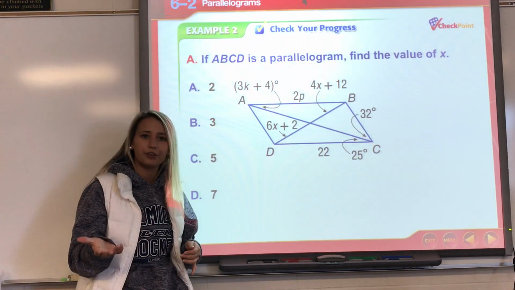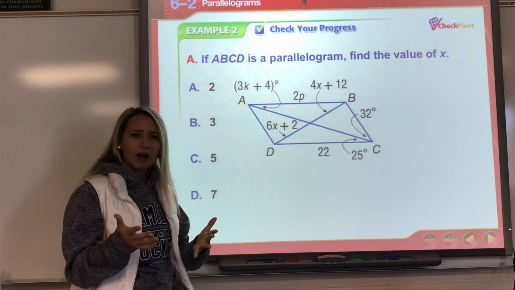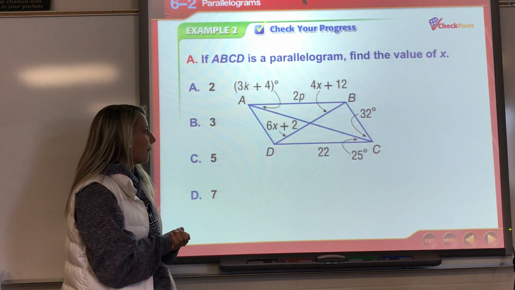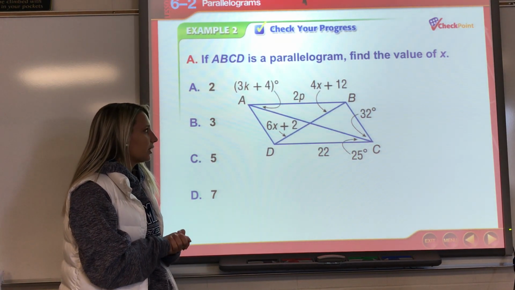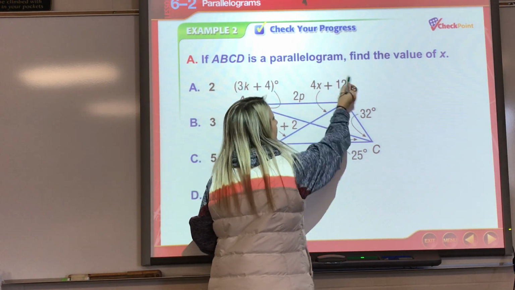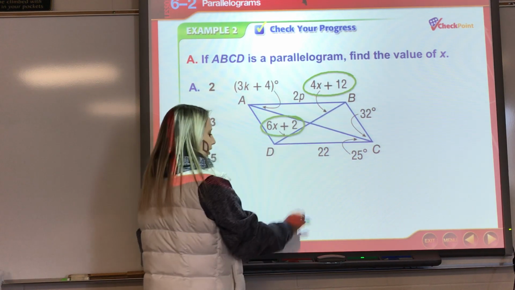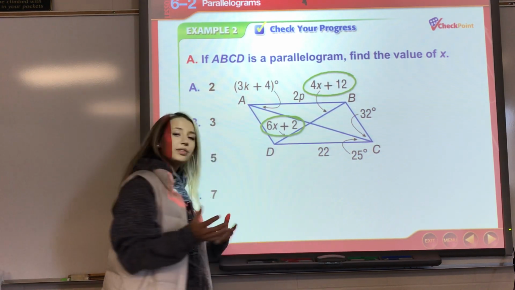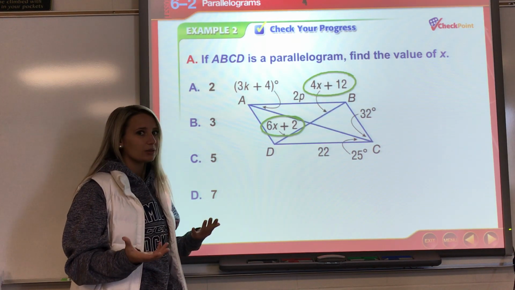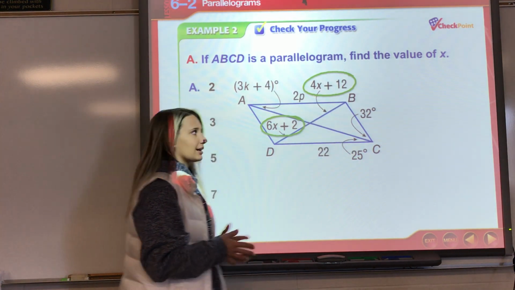So now here's a couple for you guys to try. Now we have to find the value of x. So pause your video, think about it for a little while. Okay, so I'm finding now, I have an x over here, but I also have another x right there. And these arrows are pointing to the segments here. And I think that those segments are congruent because these lines are bisecting each other.